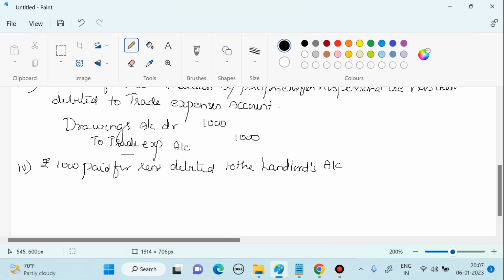Next question. Rupees 1000 paid for rent. Rent is an expense. You're running a business in a premises which is rented, so you have to pay regular rent to the landlord. So in your books, when you record, you would record it under which account head? Rent account. So rent account should have been debited. But which account did they debit? Landlord account. Is wrong. So we should debit rent account and we should nullify the debit to landlord by crediting.